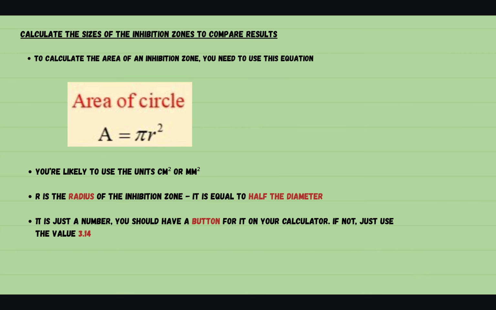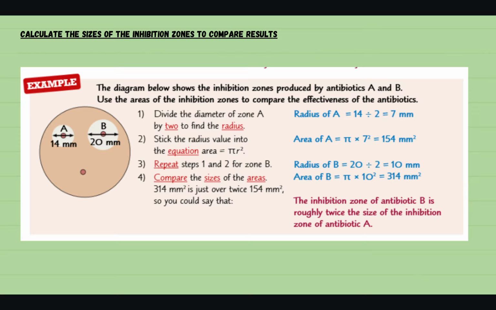To calculate the area of an inhibition zone, you need to use this equation. It's A equals pi r squared, which is also the area of a circle. You're likely to use the unit centimeter squared or millimeter squared. r is the radius of the inhibition zone, and it's equal to half of the diameter. Pi is just a number, so you should have a button for it on your calculator. If you don't, you just use the value 3.14.